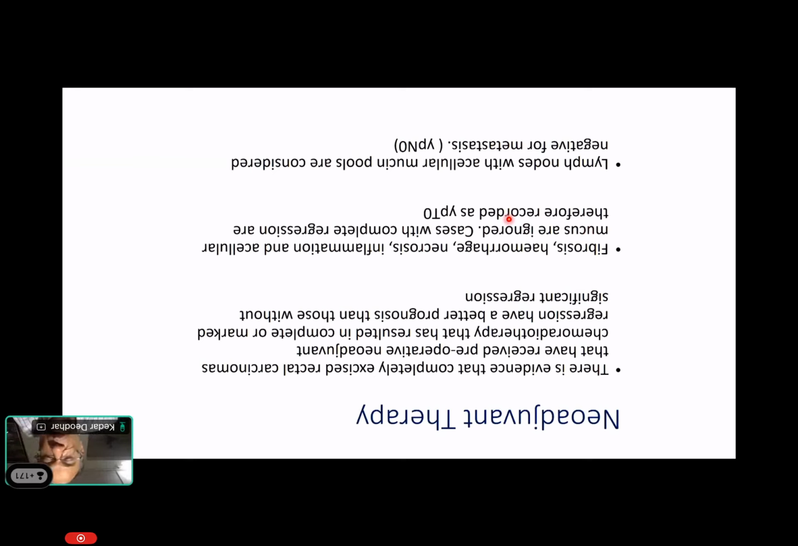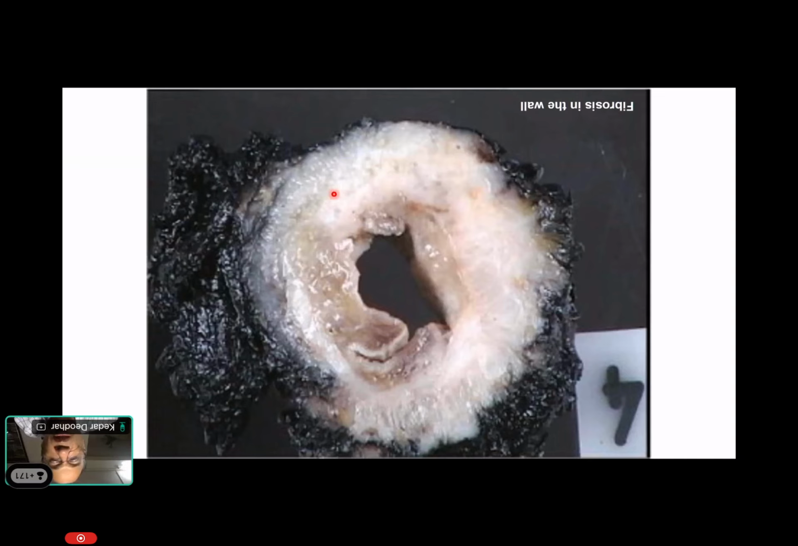It is called as ypT0. And lymph nodes with acellular mucin are also considered ypN0. They are not considered as metastatic nodes. So this is an example where there was a tumor, but there is a lot of fibrous reaction in the wall here. So this is rather whitish, or it could look a bit yellowish, rather than a tumor.